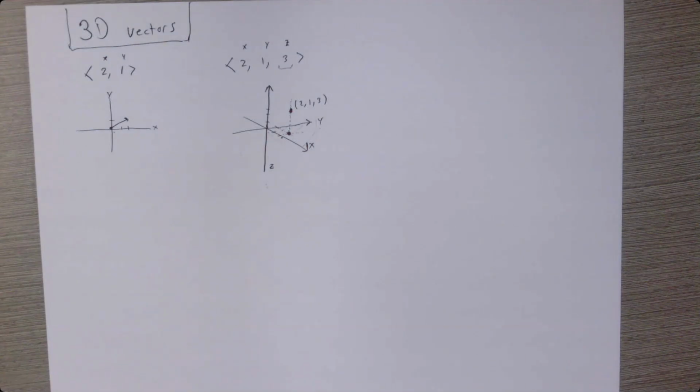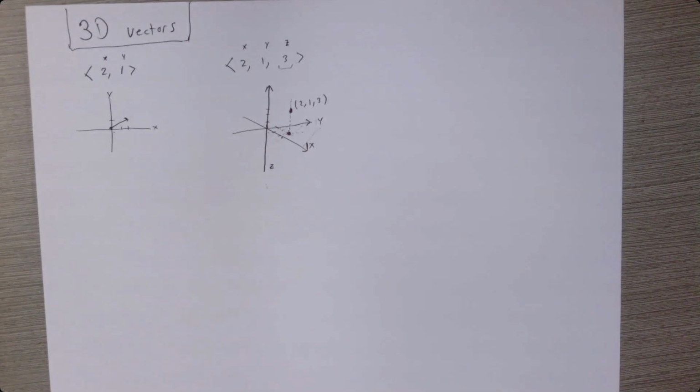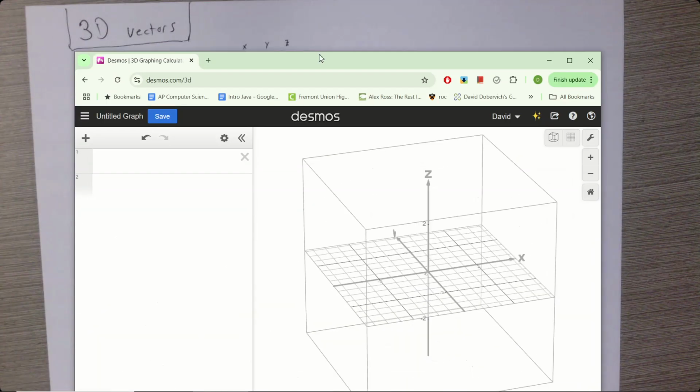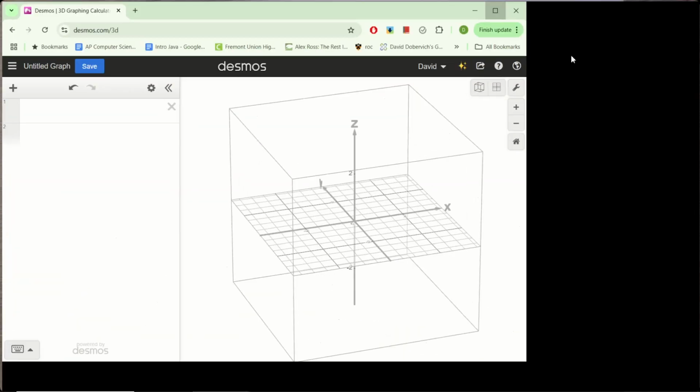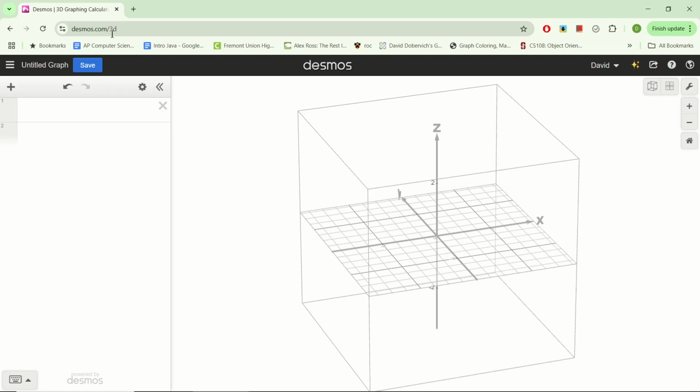All right, because this is really hard for me to sketch in 3 dimensions, and Desmos has just created a new 3-dimensional capability, let's jump on over to Desmos. I would definitely encourage you to do this also. You can get there by going to desmos.com/3D. Remember in Desmos you can't use triangle brackets, you have to use parentheses. But here's (2, 1, 3).